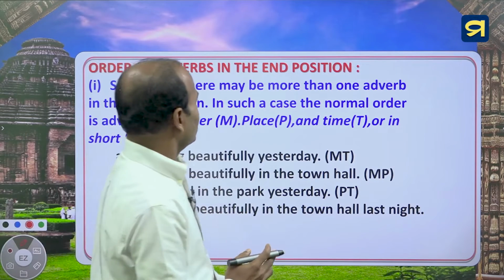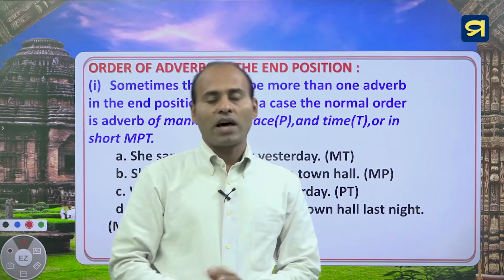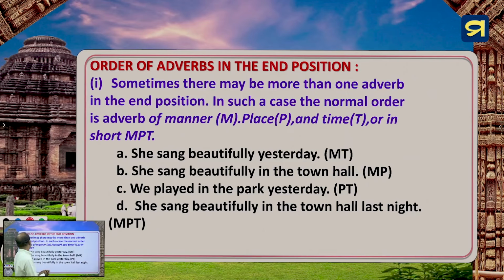Sometimes there may be more than one adverb in the end position. In such a case, the normal order is: the adverb of manner goes first, then comes the adverb of place, and finally comes the adverb of time, or you can say it MPT, manner, place, time. You can see some examples given here.